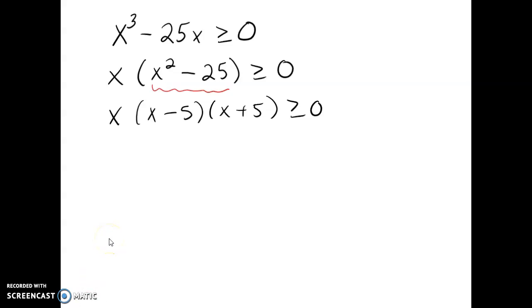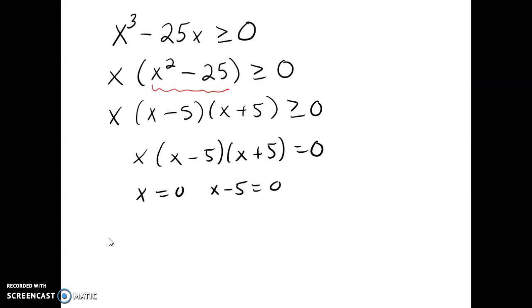So now that I've factored this inequality, I want to find what are called the key numbers. So the key numbers are the test intervals. Well, they give you the endpoints of the test intervals is what I should say. And so to find that, think of this as if it was a polynomial equation, and I wanted to solve for x. So I'll set each of these equal to 0 and solve for x, and that will give me the key numbers.